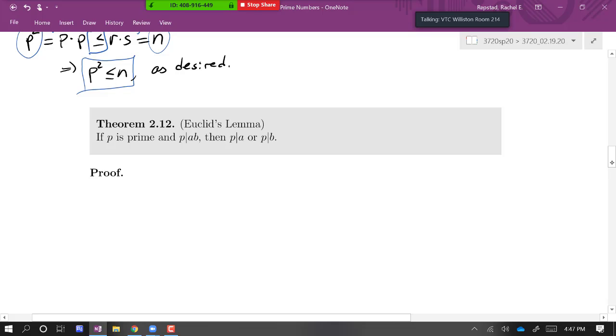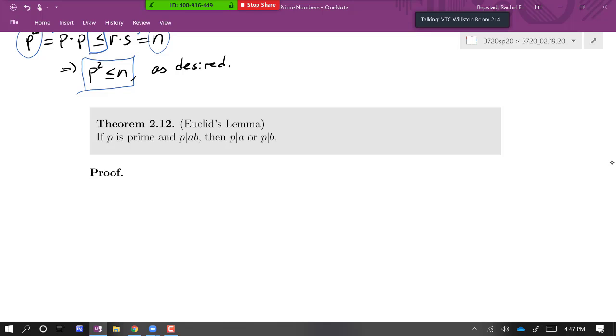Euclid's lemma says that, so p is a prime, and we have a prime that divides a product, a times b. a and b need not be prime, right? It's whatever, it just divides some product, a times b. The only way that this prime number p is going to divide a product a times b is if p divides a or p divides b. And that kind of makes sense.